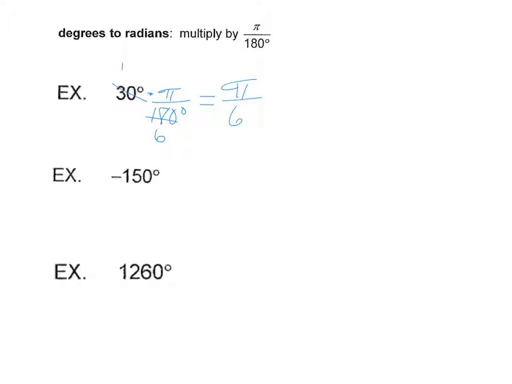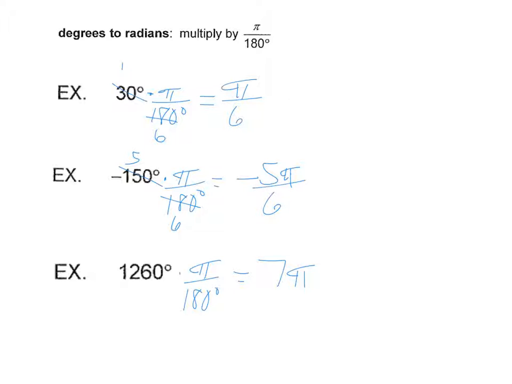If it's negative, it doesn't matter. You still do it the same way, times pi over 180 degrees. And 150 and 180 both divide by 30, so we can reduce that down. Divided by 30 is 5. Divided by 30 is 6. And we have negative 5 pi over 6. Even a large number like 1,260 degrees times pi over 180 comes out even, actually. 180 goes into 1260 exactly 7 times, so it would be 7 pi.